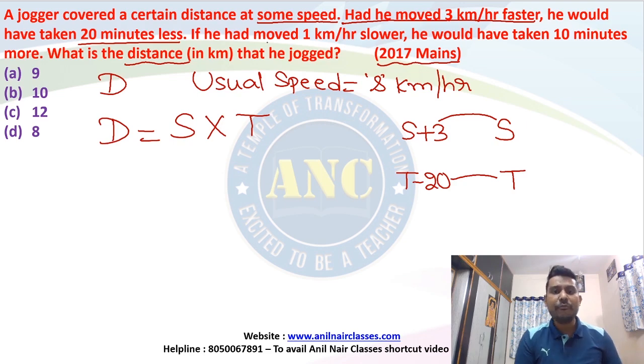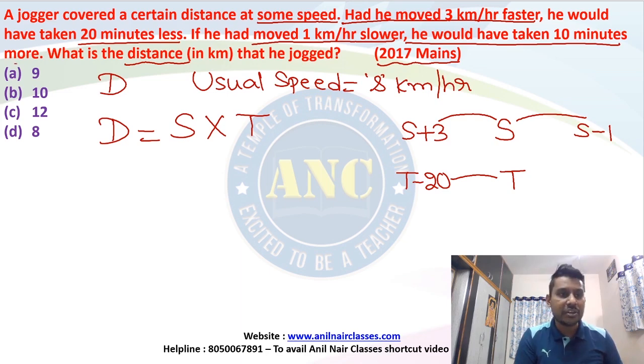T minus 20 minutes. If he had moved 1 kilometer slower, S would have become S minus 1. He would have taken 10 minutes more. T would have become T plus 10 minutes. What is the distance? I hope the diagram is very clear for you people.